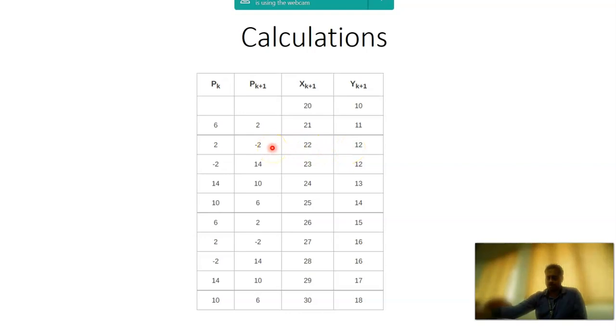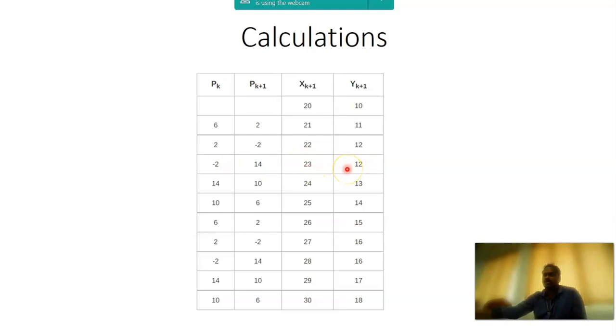Then once again we have to calculate the pk plus 1 value, that is pk plus 1 equals pk plus 2 del y minus 2 del x. We have 2 plus 2 del y minus 2 del x, which is minus 4. So 2 minus 4 gives minus 2. For the next iteration we take minus 2, which is less than 0. In this case pk is less than 0. The next point we plot, x will be incrementing always, but the y value we have to stay back at the same position, which is 12 here.